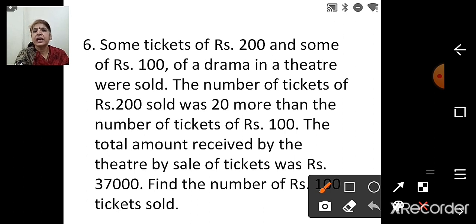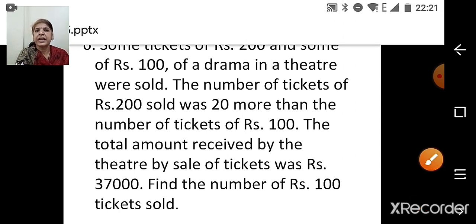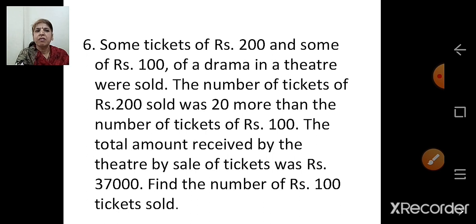So the total amount collected is 37,000. The first thing we will do, and what is asked in the question, is to find the number of rupees 100 tickets sold. So we will take that as X. We will take the number of rupees 100 tickets sold to be X, and then the number of tickets of 200 is 20 more than that.